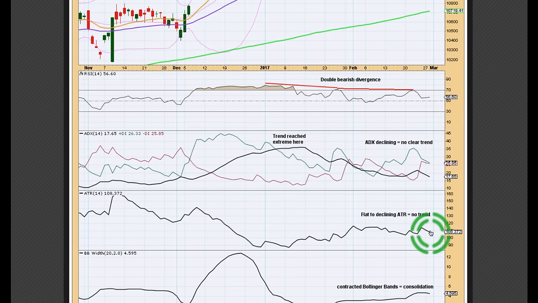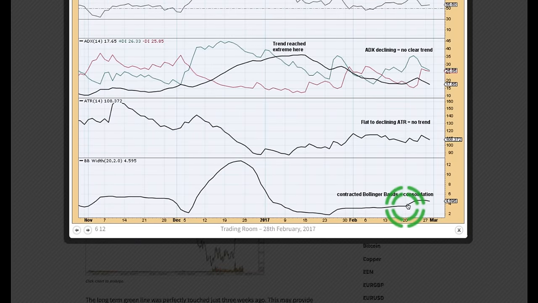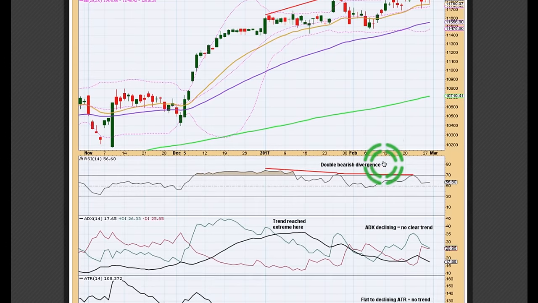Flat to declining ATR. After we had some increase with that last clear part of the trend, now it's overall flat to declining. That also indicates that we may be getting a consolidation or a pullback for DAX. And tightly contracted Bollinger Bands, that's not normal for a healthy trend.